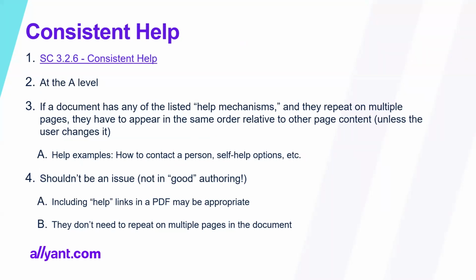The requirement, though, is if a document has any of the listed help mechanisms, right? And the W3C, in their Understanding document for this requirement, or even in the standard itself, lists the help mechanisms they're talking about. But if the document has any of the listed help mechanisms and they repeat on multiple pages in the document, then those help mechanisms have to appear in the same order relative to the other page content, right? Unless, of course, the user can change that.